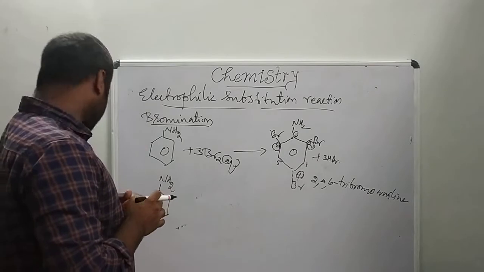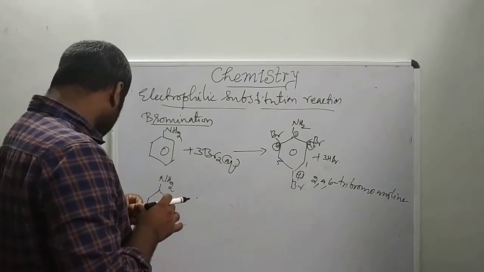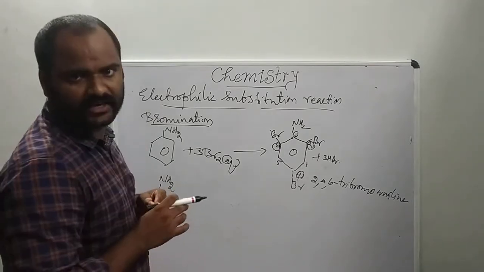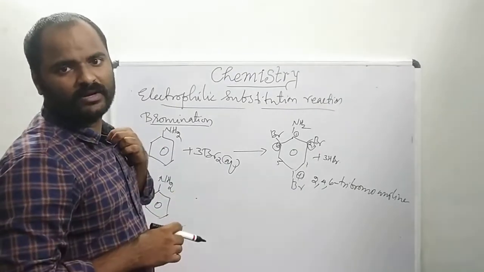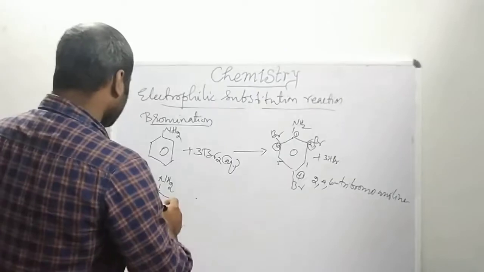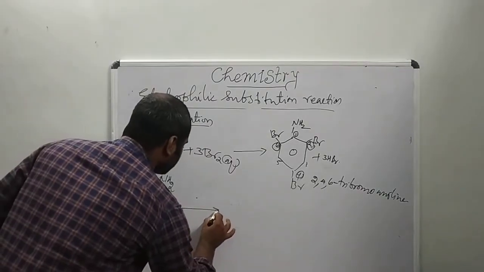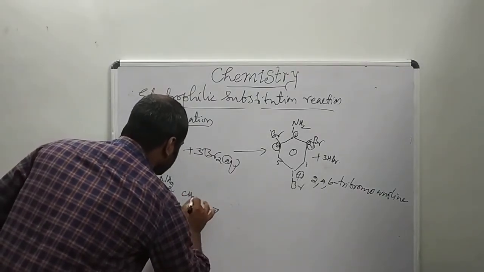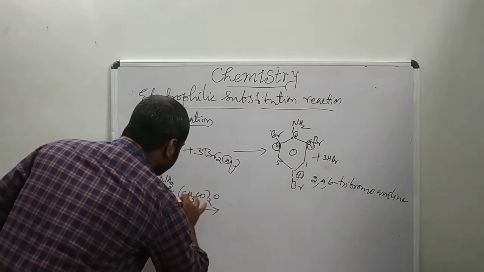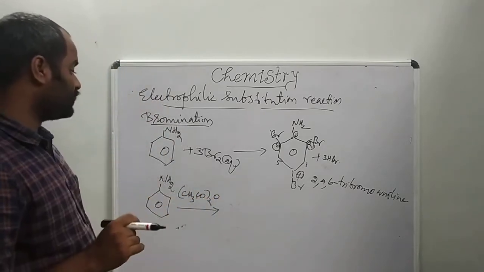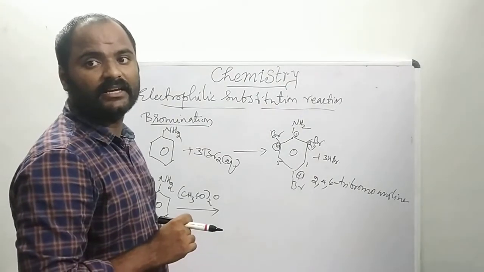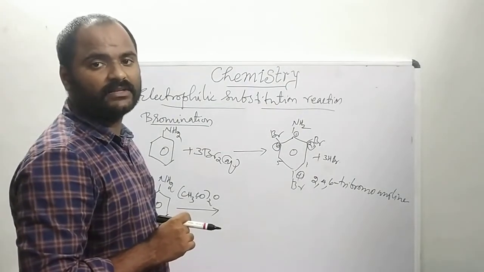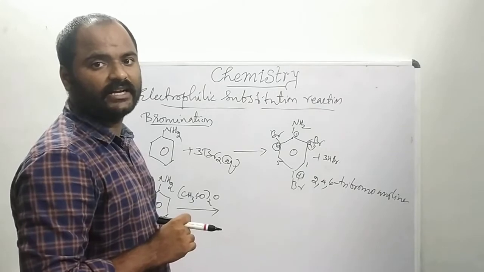The amino group is first protected by acetylation and then the desired substitution reaction is carried out. Clear? First you have to protect the NH2 group by acetylation. So aniline is reacted with (CH3CO)2O, acetic anhydride.